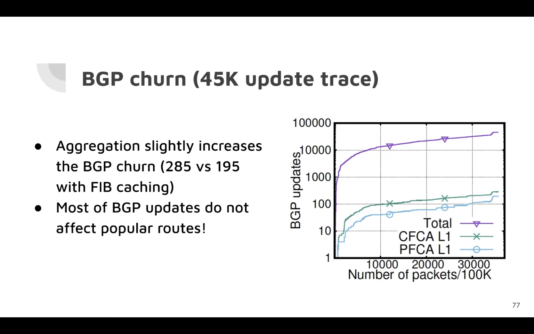BGP churn naturally increases after FIB compression. Indeed, CFCA's BGP churn is slightly higher than PFCA's. However, it remains extremely small. Most BGP updates do not affect popular routes. In our case, less than 1% of the total number of BGP updates affected L1 cache.